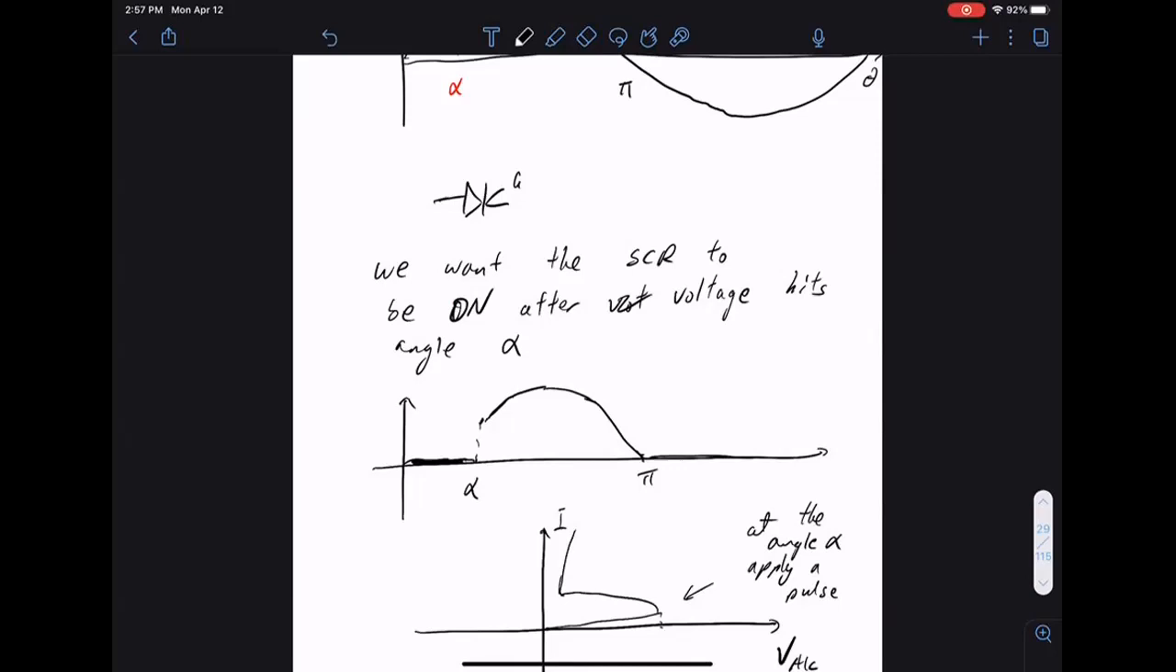So this curvy picture is showing that the SCR is only turned on once you get past the angle alpha. After that, you look pretty much like a diode or like a wire, and the voltage drop across the SCR is small. So the voltage drop is large up until the triggering angle alpha, then becomes small because now it looks like a diode. And for a voltage that's positive, we'll let the voltage pass.